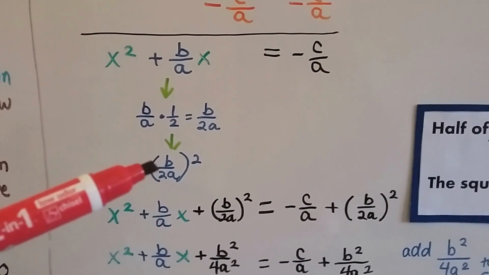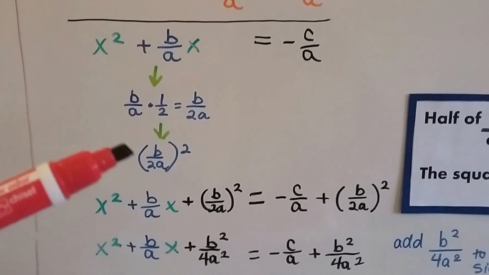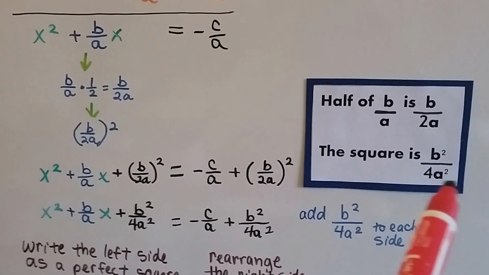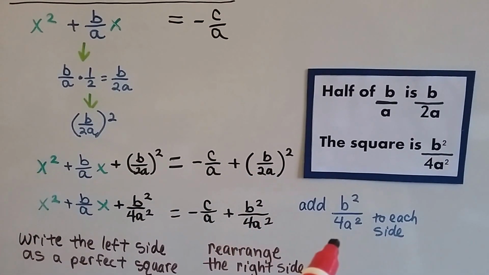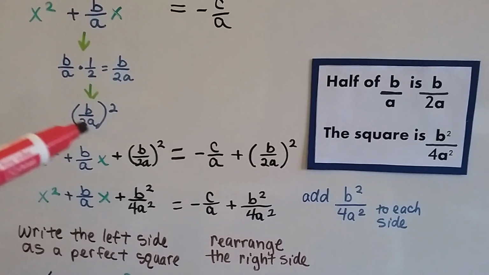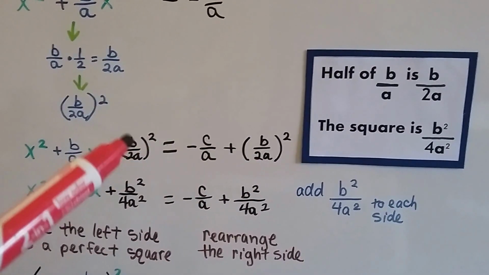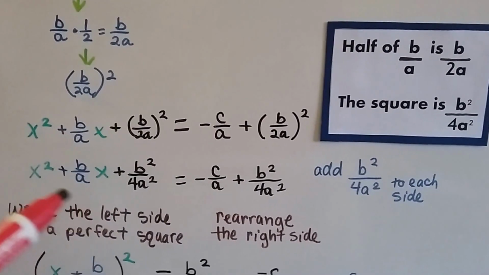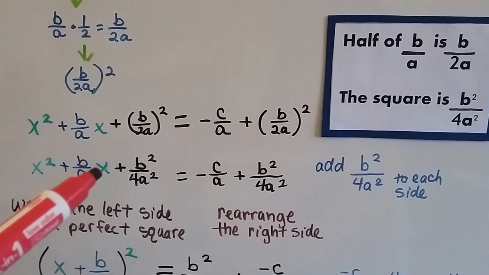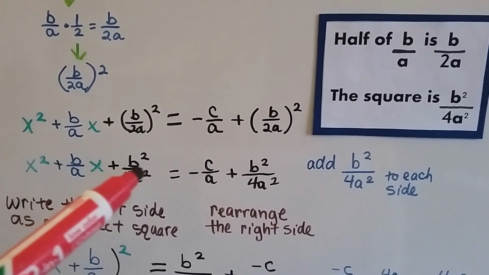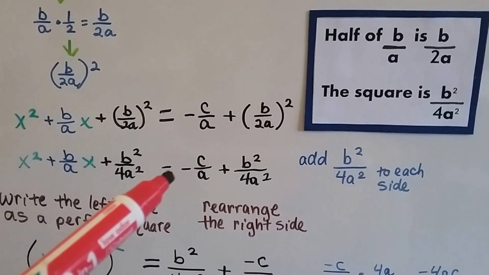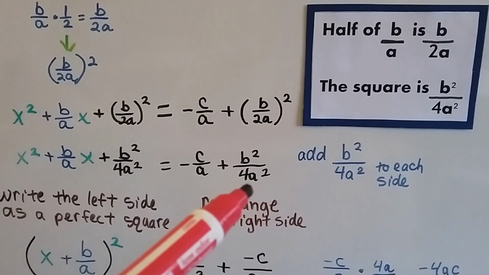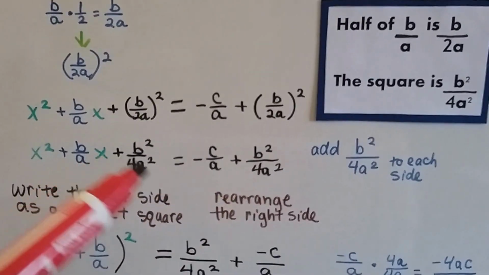Then we need to square it, don't we? We did that in the last video. So to square this, the square is b squared over 4a squared. Okay? But we've got it like this for right now, and we need to put it on each side of the equation. Okay? Now we can square it and open it up, and we've got x² plus b divided by a x plus b squared divided by 4a squared, and it's going to equal this negative c over a plus this b squared over 4a squared. See? We've added it to each side of the equation.